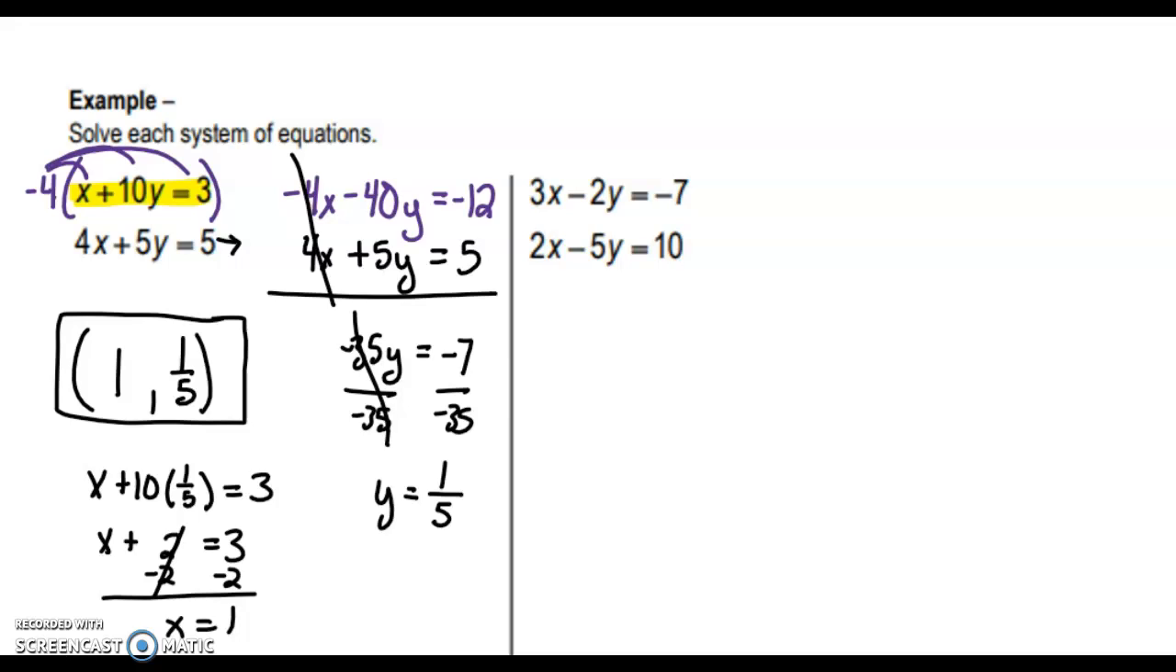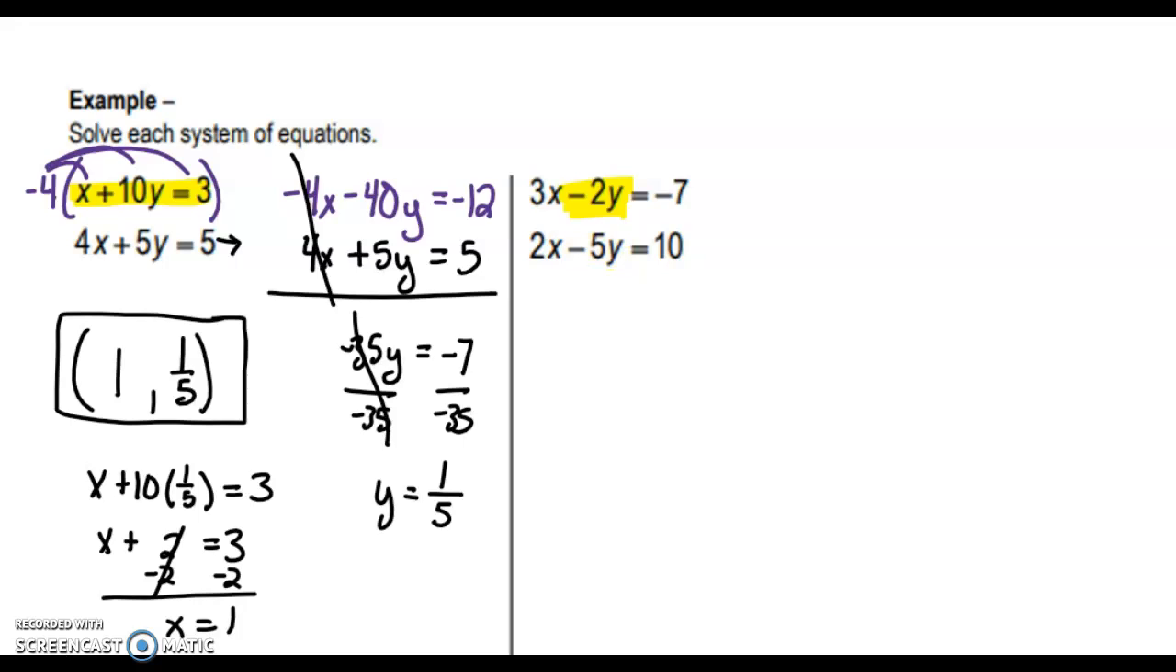Okay, so let's look at this next one. So let's just say that we want the y's to eliminate. So if you look at the y's, we have negative 2y and negative 5y. So think about a number that both 2 and 5 can go into, and that's 10. So I need them to be like a positive 10y and a negative 10y. It doesn't matter which one's positive, but you need one of each. You need a positive and a negative of the same number.